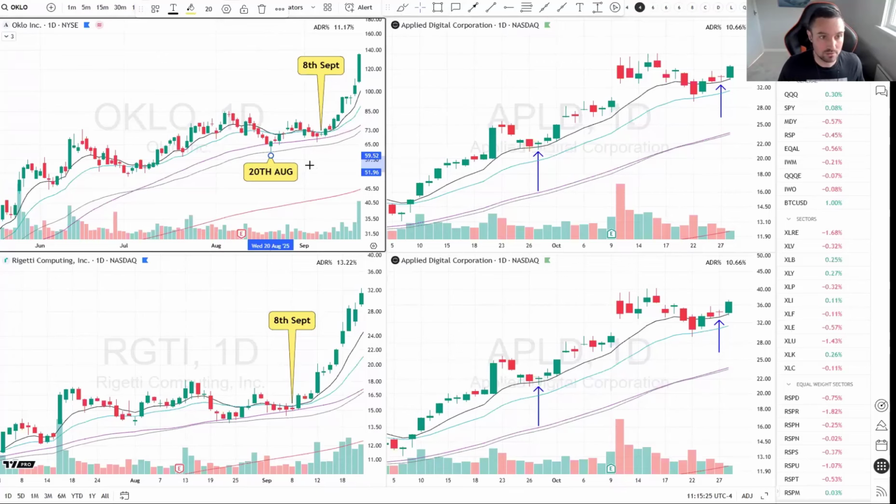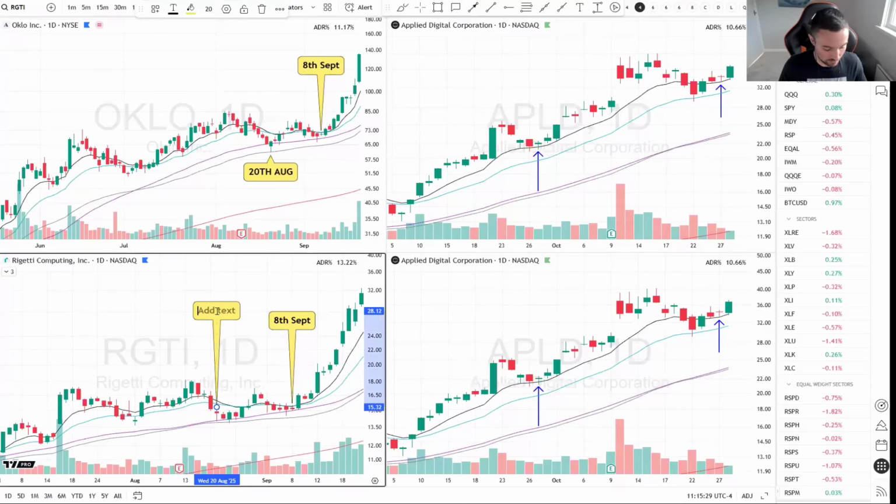This is the 20th of August for Oklo, and then this here is the 20th of August, put up here, for Regatti. So just trying to show you the kind of correlation, just an absolute algo-dominated market environment. So we know Oklo has been a leader, we know Regatti, quantum stock, has been a leader as well. So on the 20th of August, Regatti puts in this shakeout demand tail, textbook off the 50-day SMA.